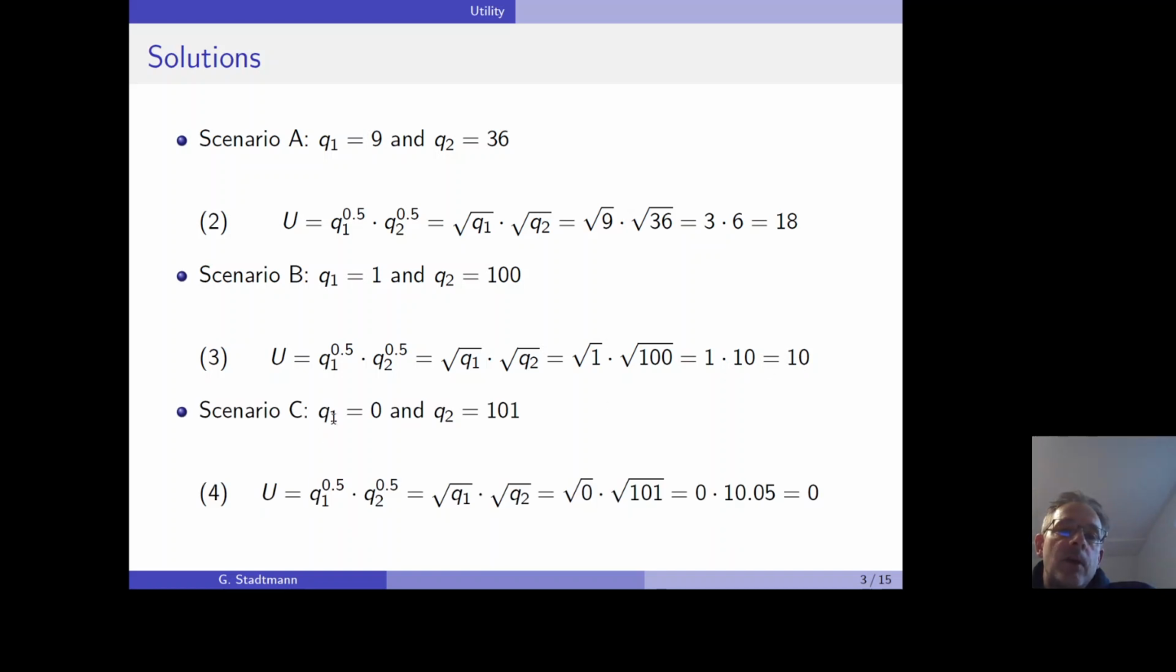What happens if the quantity consumed of the first good is equal to 0 and the quantity consumed of the second good is equal to 101? In this scenario, we have to plug in the 0 here. The square root of 0 is equal to 0, and hence the utility level will be equal to 0. So we have to at least consume a little bit of q1 in order to reach a positive utility level overall. This was the result of the first assignment in class, and I will also upload the slides on the learning platform.